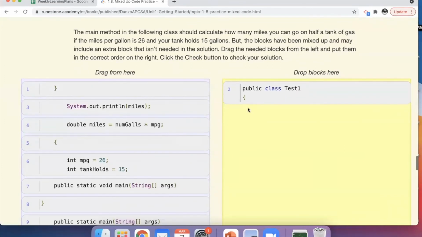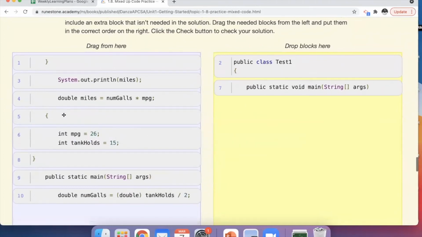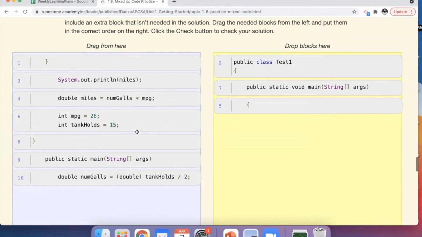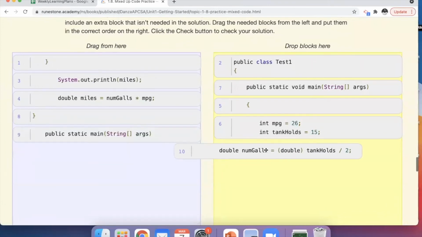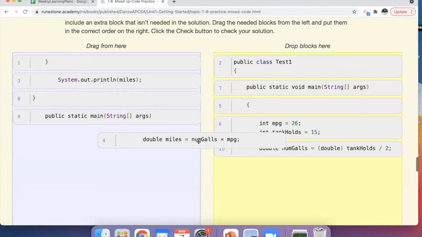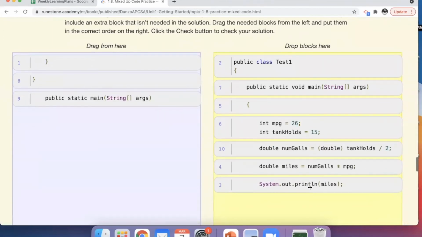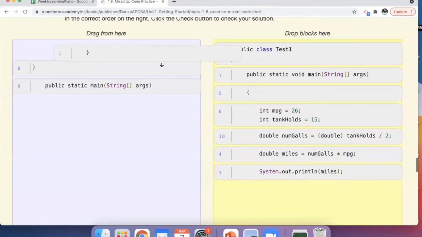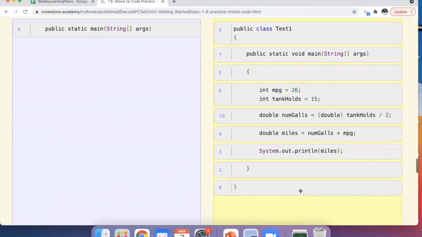Public class Test1, opening our class. We're going to go ahead and open up our main method. Let's have our opening curly brace as well. Let's initialize some variables. Okay. Let's figure out the number of gallons our tank holds, right? And then let's also figure out the miles. We're multiplying num gallons by miles per gallon. Let's then print all that out. Let's close that main method, and let's close the class.